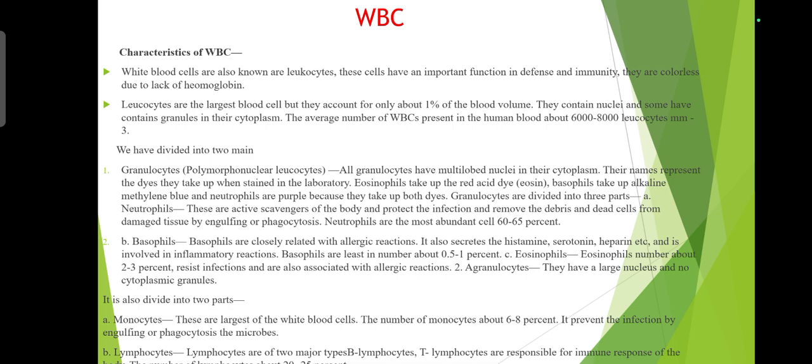Then agranulocytes. Agranulocytes have a large nucleus and no cytoplasmic granules. They are divided into two parts, monocytes and lymphocytes. Monocytes are the largest of the white blood cells. The number of monocytes is about 6 to 8%. They prevent infection by engulfing, or phagocytosing, the microbes. Lymphocytes are of two major types, B lymphocytes and T lymphocytes. They are responsible for the immune response of the body, and the number of lymphocytes is about 20 to 25%.